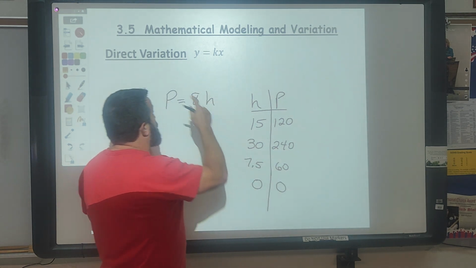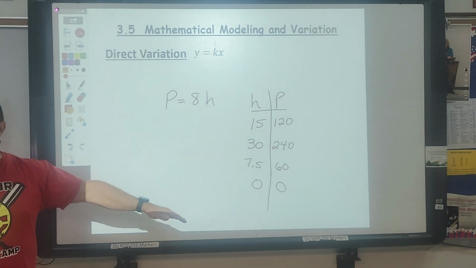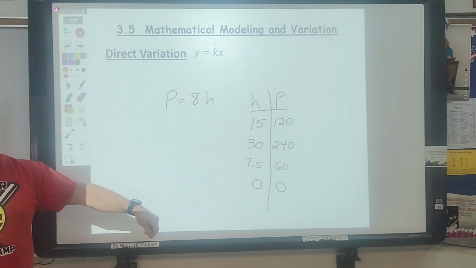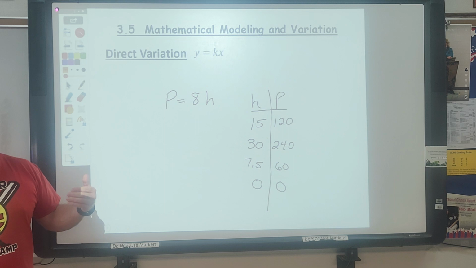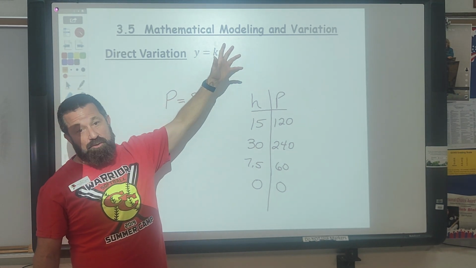So every direct variation equation goes through the point 0, 0. So its y-intercept is at the origin, all right? So a direct variation equation has no number after the x; the y-intercept is really plus 0, okay?